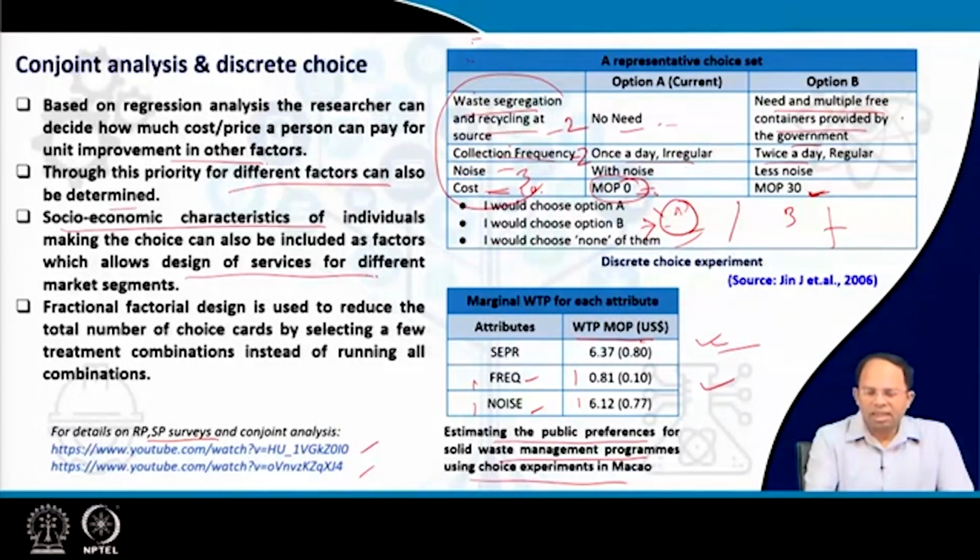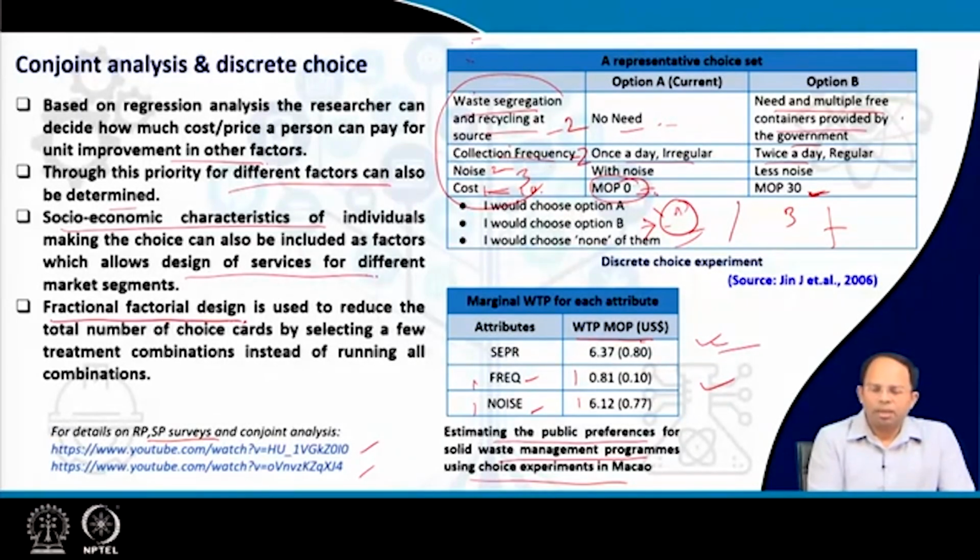So you can see that we can create many combinations. We can take cost level 1 with noise level 2 with collection frequency 1 and so on. So there could be millions and millions of combinations, right? So how do I reduce that? One technique to do that is called the fractional factorial design.